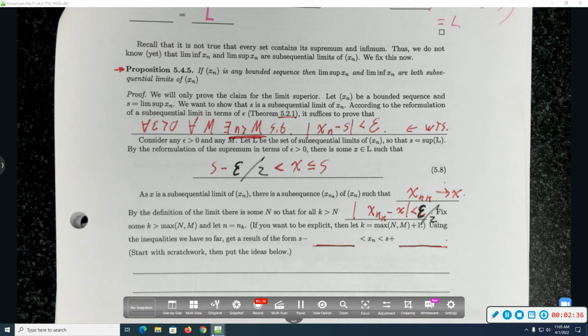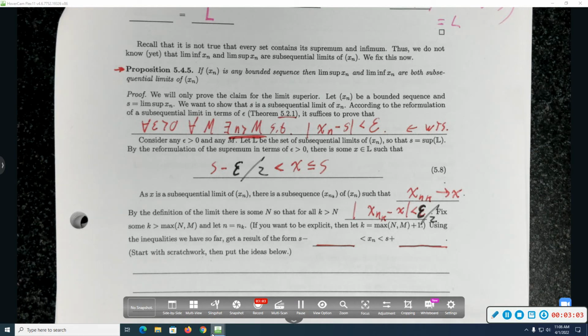But let's think about that. No matter how big M is, this x is a subsequential limit. Can I find some terms in the sequence with little m bigger than big M and the sequence close to that subsequential limit? Yeah, that's what subsequential limits mean. So there's the picture of the proof, and it looks like there are two steps.